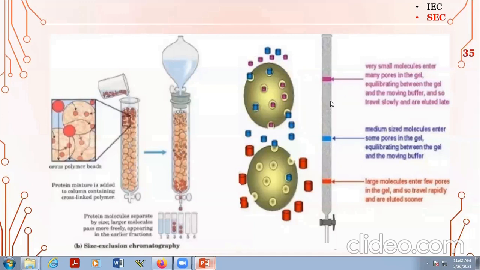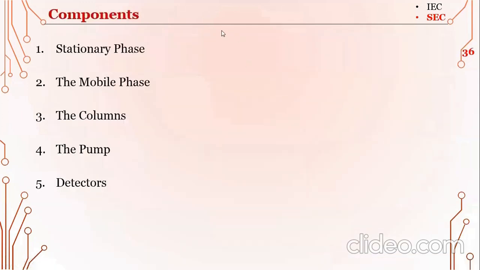So next to it are the components. What are the components? Actually, there are basically 5 components of size exclusion chromatography. The first component is the stationary phase, then the mobile phase, the columns, the pump, and the detectors. So these are the different considerations we have to take into account for conducting size exclusion chromatography.